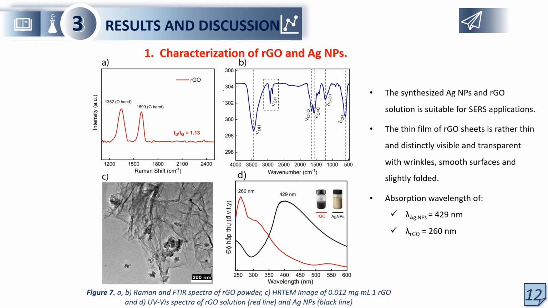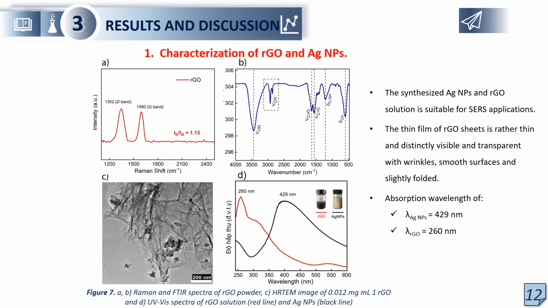The result of RGO was confirmed by performing a Raman measurement. The ID per IG ratio was calculated to be 1.13, which confirmed the better quality of the reduced RGO. In addition, the FTIR spectrum also showed characteristic peaks of RGO, indicating the reliability of the material. The HR-TEM results indicated that the thin film of RGO possesses a relatively uniform thickness and is transparent, with wrinkles, smooth surfaces, and slight folds observed.